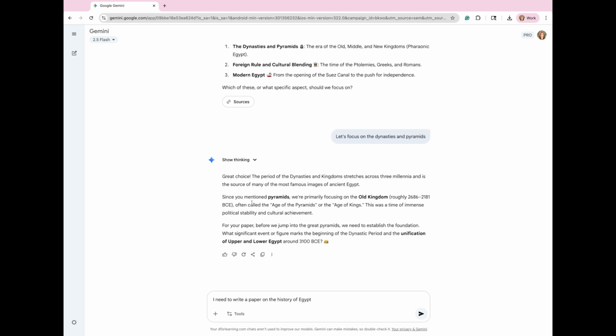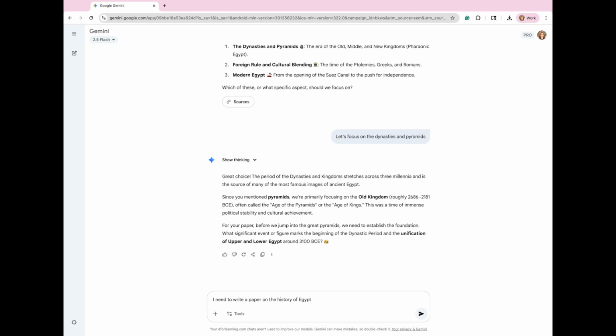So it provides a little bit of context and some learning. And then it's asking me this question: what significant event or figure marks the beginning of the dynastic period and the unification of Upper and Lower Egypt around 3100 BCE? So now you can really see that dialogue piece where it provides a little bit of information and then it's asking the student a probing question right here to really dive deeper. And then they would just continue the same process. So they're learning, but also using and showing their learning.